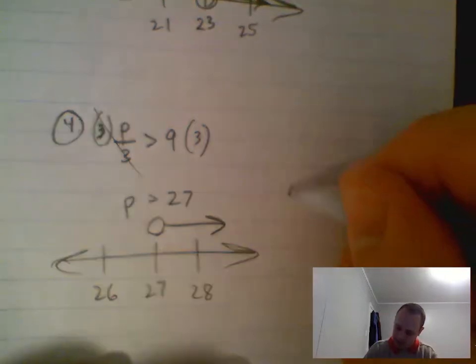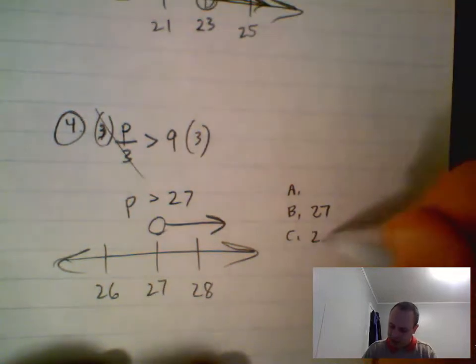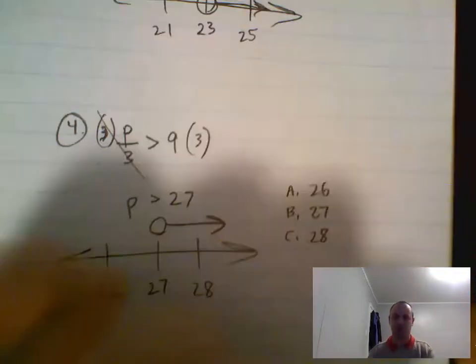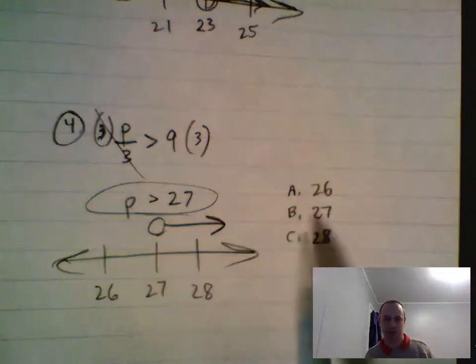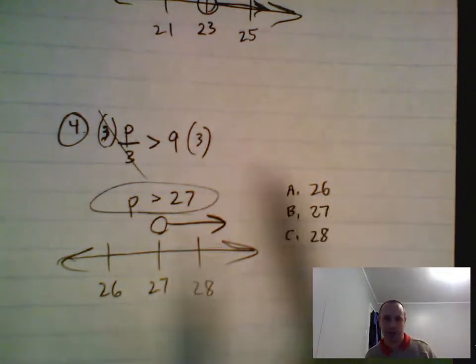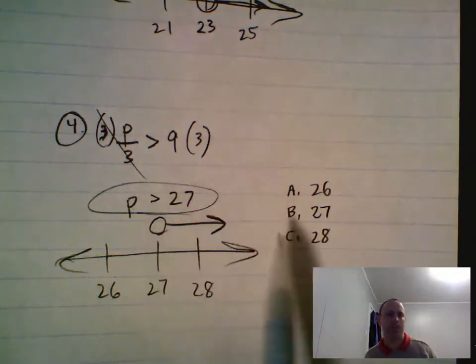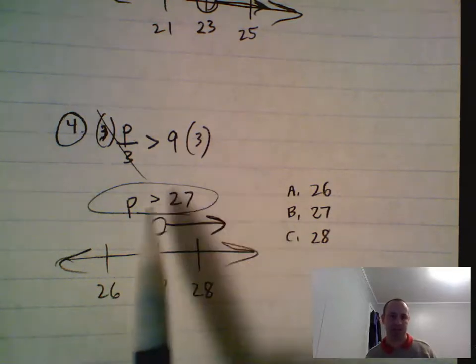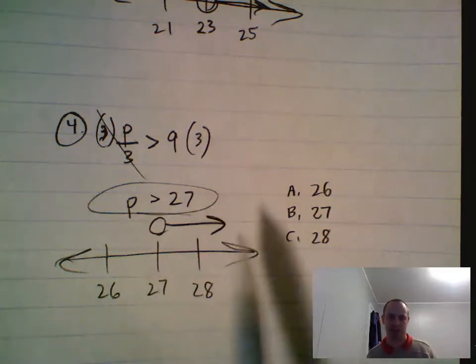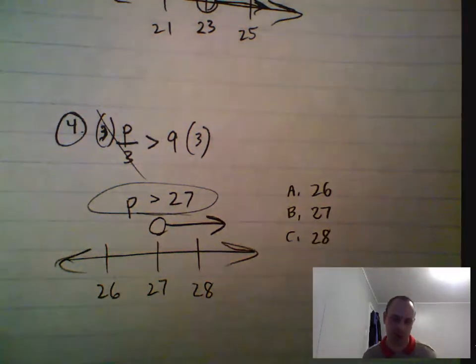A lot of times there'll be an ABC choice here, and so many students will get to here, circle this, and then pick choice B. But they're thinking that that's an equal sign, and that's not an equal sign. So you could not pick choice B on a test. You have to pick choice C because p is greater than 27. Which of these could be true? Well, answer C could be true. It could be 28.